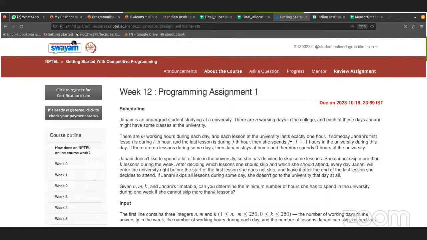If some day Janani's first lesson is during the ith hour and the last lesson is during the jth hour, then she spends exactly j minus i plus 1 hours in the university. This is intuitive. Because of the ith hour and the jth hour, she has to sit from the ith class to the jth class. In between she might not have classes, but she is still required to stay to attend the jth hour class. If there are no lessons during some days, then Janani stays at home and spends 0 hours at the university. So this is clear.